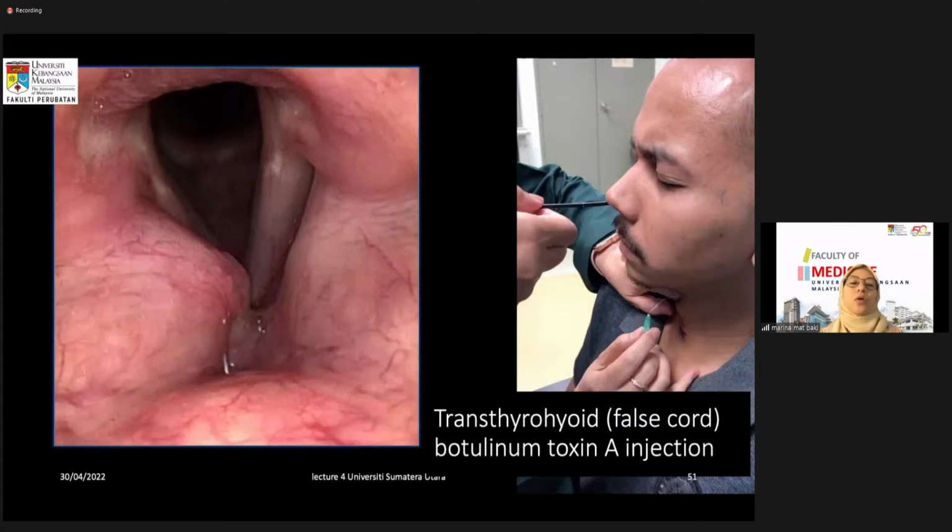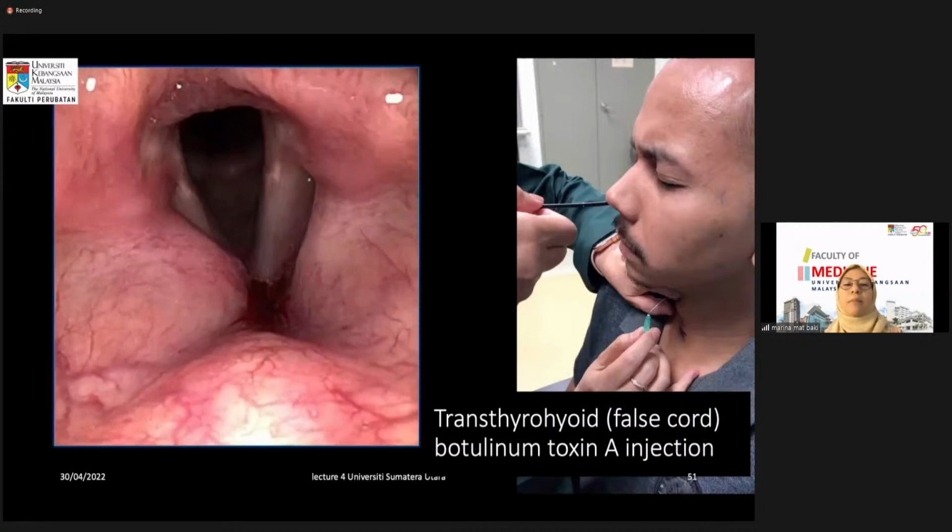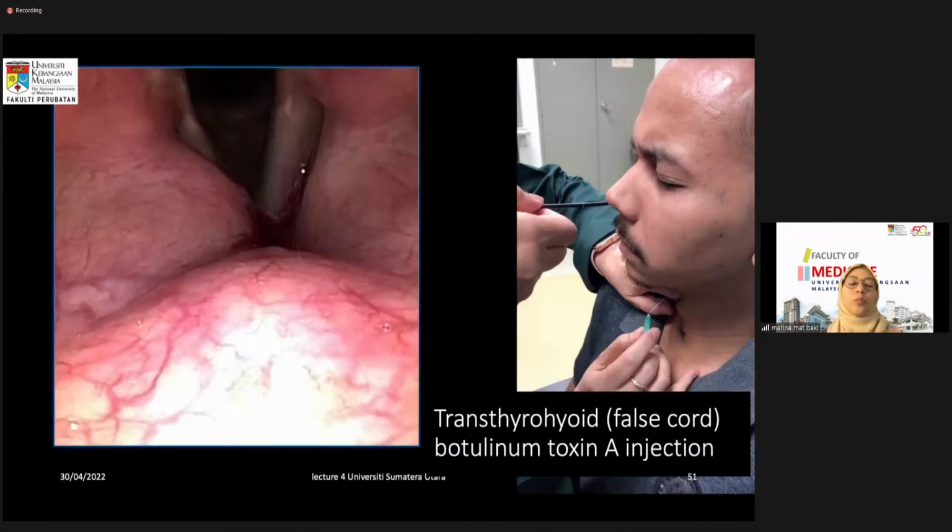Right. So why do we inject at the false cord? Because some patients don't like the too breathy voice. So by injecting the false cord, the botulinum toxin will diffuse to the paraglottic space slowly rather than abruptly, and the breathiness will be less. Okay, so this is one way of doing this.